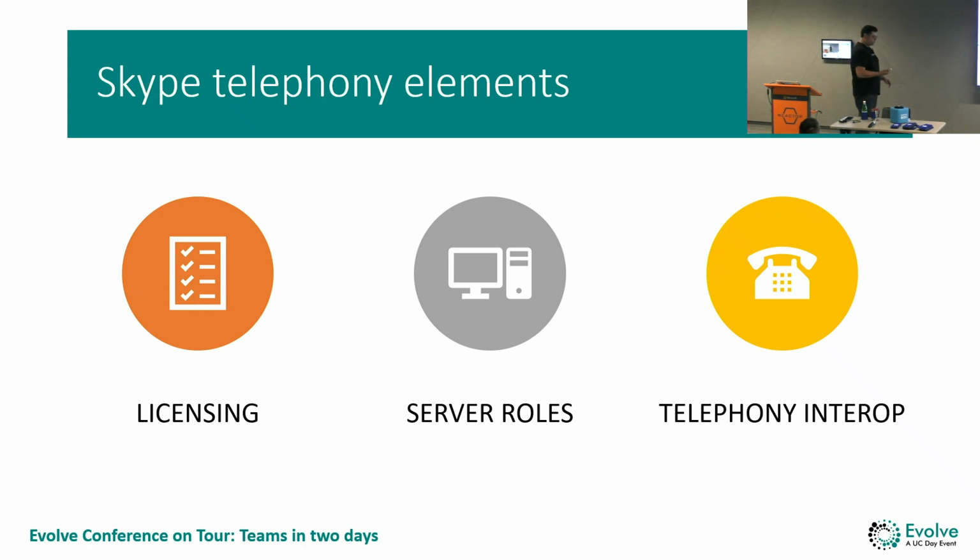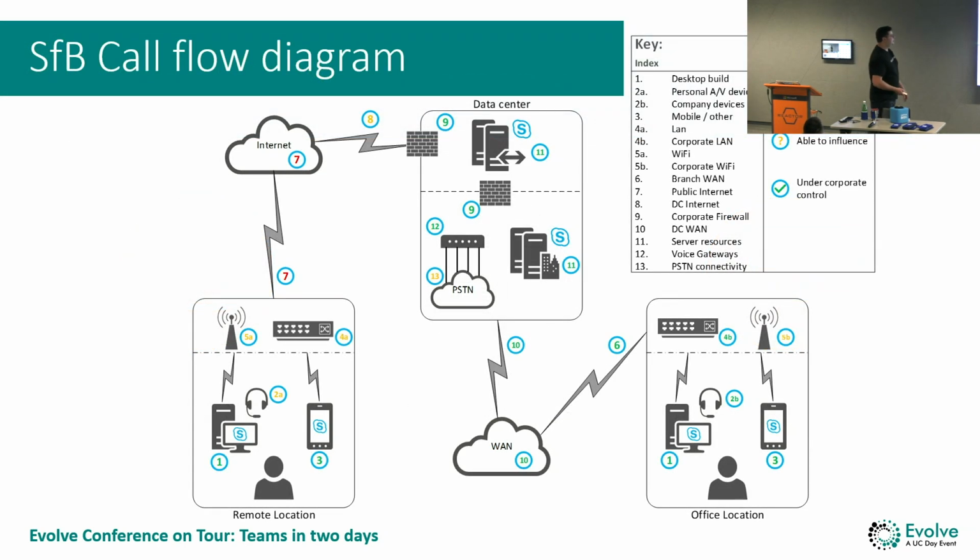Server roles. We had some choices around Standard Edition or Enterprise Edition. You had the choice around mediation servers, whether they were separate or co-located with your front ends. And then you had some form of telephony interop. That was either a SIP trunk direct into your Skype for Business servers, or some form of gateway, or a SIP trunk to some form of compatible PBX, Cisco or what have you. And that was all nice and straightforward.